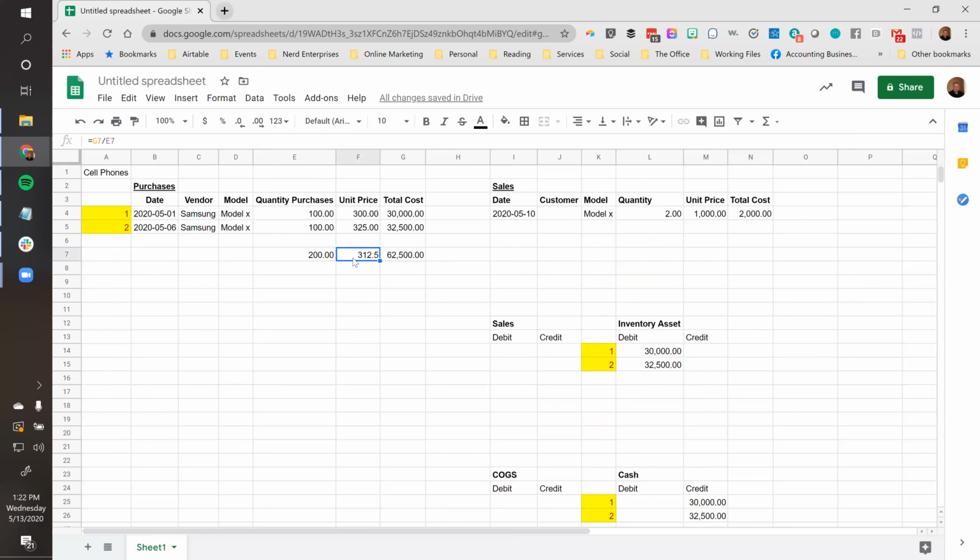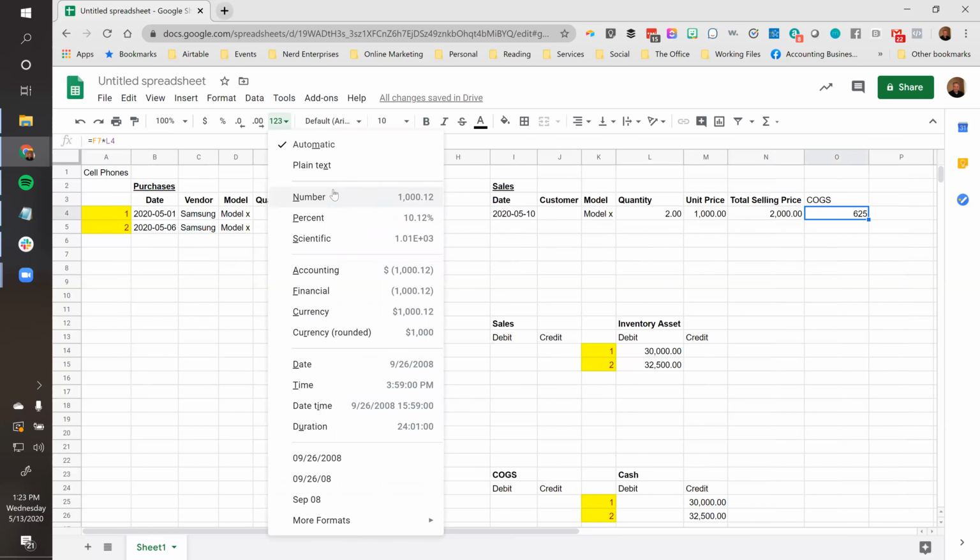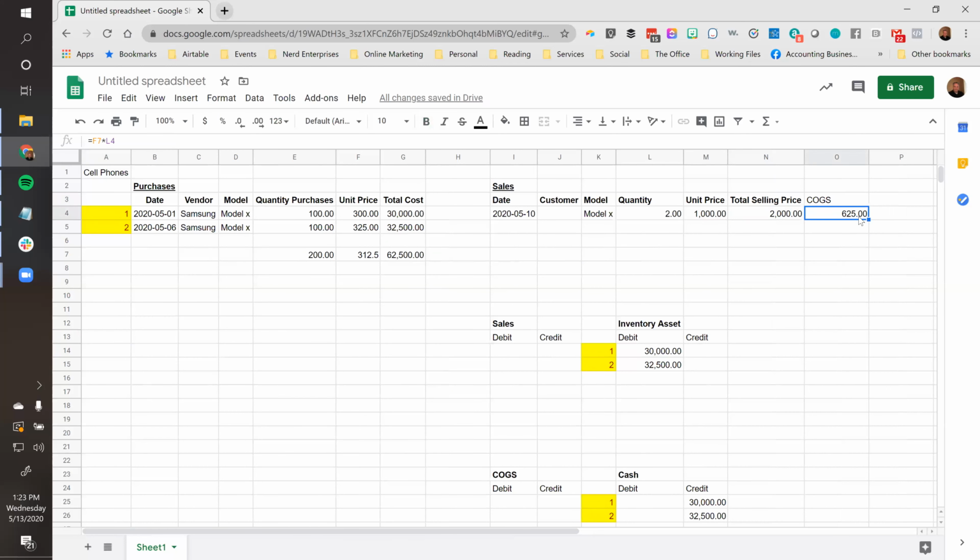Like I said, if this was QuickBooks Desktop, we would be using the average cost. It would be $312.50 each, right? Let's change this to make the language really clear. Total selling price, right? So the cost of goods sold on that would normally be $312.50 times the number of units, right? So it would be $625. But that's not how QuickBooks Online calculates inventory, right? That's a major difference in terms of how QuickBooks Online calculates inventory.